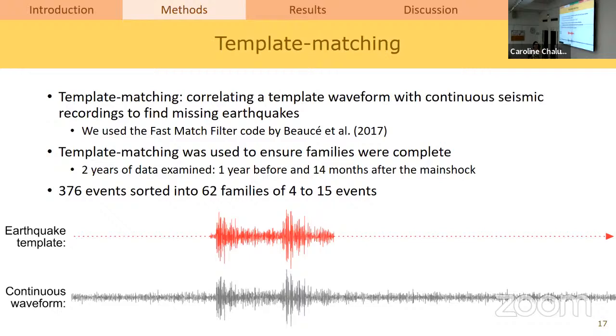So we used the code by Bostock 2017, and we examined 2 years of data: 1 year before and 14 months after the main shock. With that, we have a total of 62 families of 4 to 15 events, which amount in total to 376 repeating earthquakes.